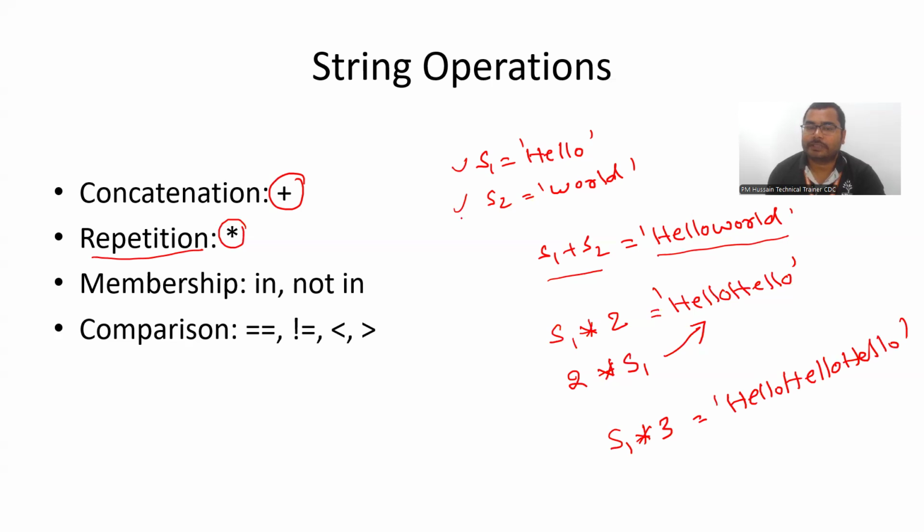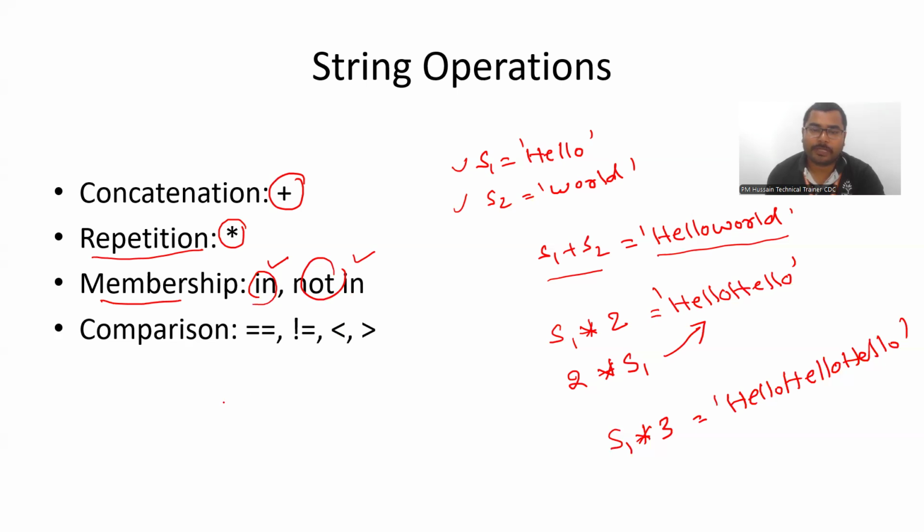Right? So then membership operators here are in and not in. Suppose you want to check whether a character is present in the given string or not, then the in operator can be used. If you want to check whether the character is not present, then you can use the not in operator. In and not in are opposite to each other.